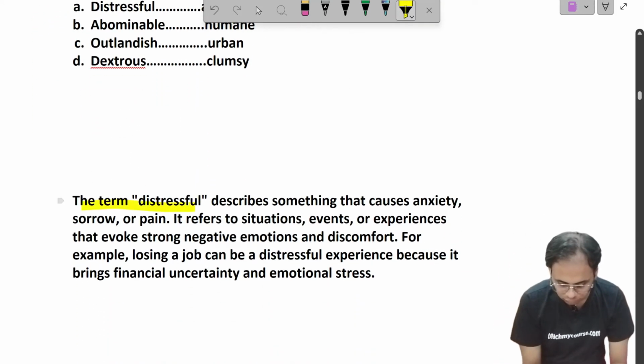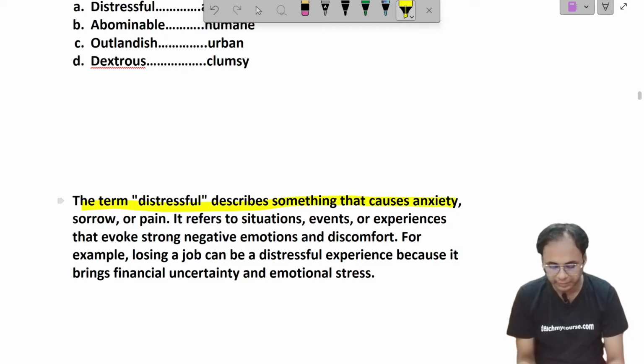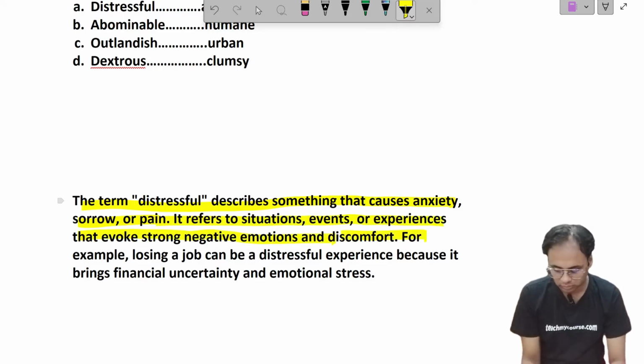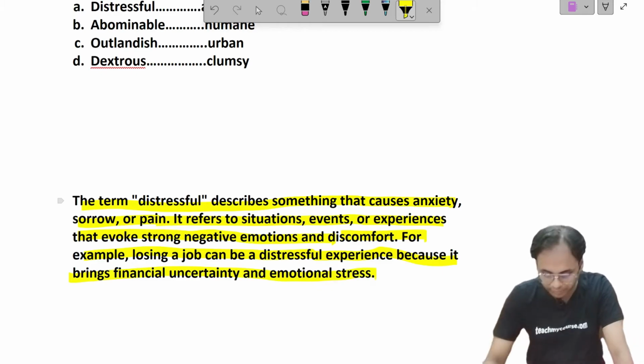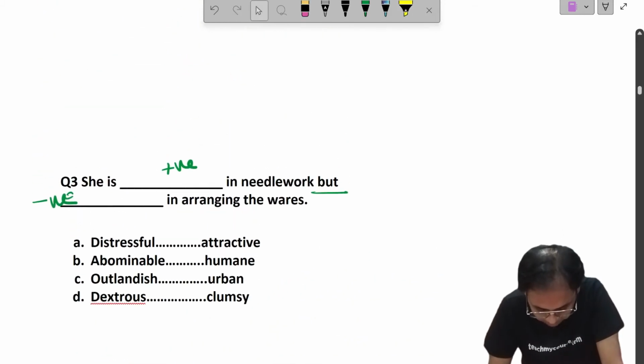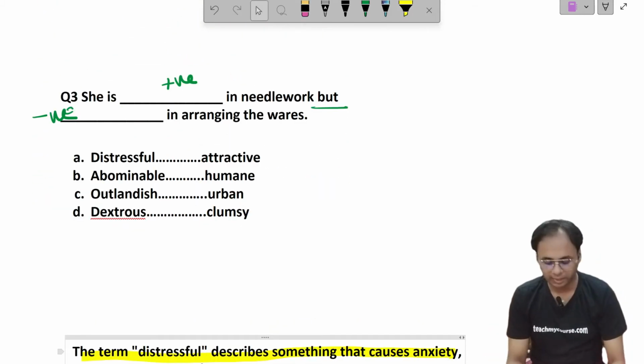The term distressful describes something that causes anxiety, sorrow or pain. It refers to a situation, event or experience that evokes strong negative emotions and discomfort. For example, losing a job can be a distressful experience because it brings financial uncertainty and emotional stress. So definitely, distressful does not make any sense here.